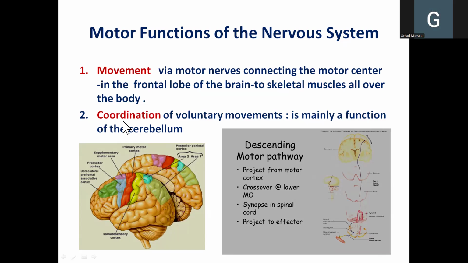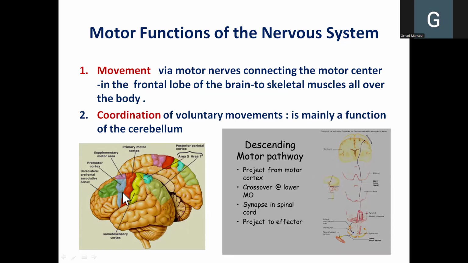And then there is coordination of voluntary movements. Of course, as we know, coordination is done at different levels of the brain, but the main center where we have coordination of voluntary movements is the cerebellum, as we saw before. Of course, this is a diagram that shows you the sensory cortex, the somatosensory cortex. Behind it, we have the somatosensory association area. We have the primary motor cortex we're talking about in this slide. And then we have the premotor cortex.